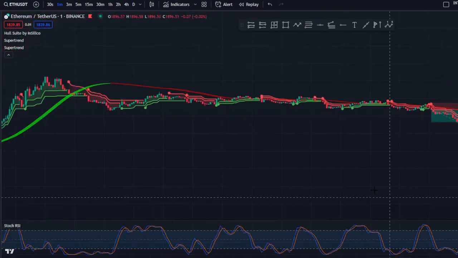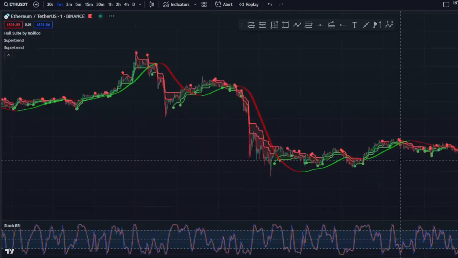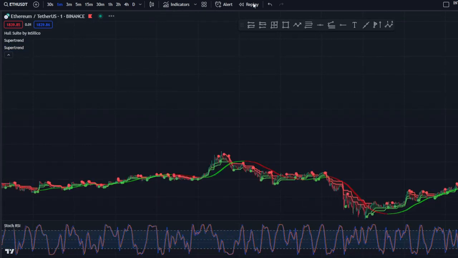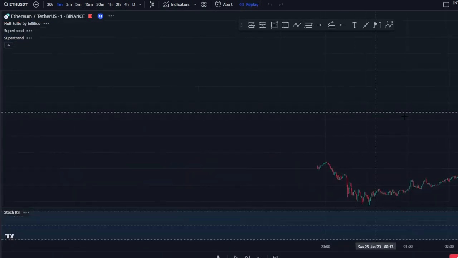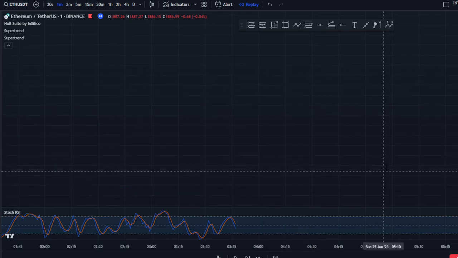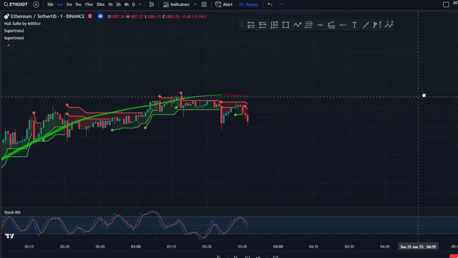I'm going to try and backtest it in real time with you guys, so you guys can learn how to take the strategies as well. So I'm going to choose a random point in time, and let's see how this plays out. I'm going to make it 10 times, and let's look whether this strategy actually works while I backtest it.